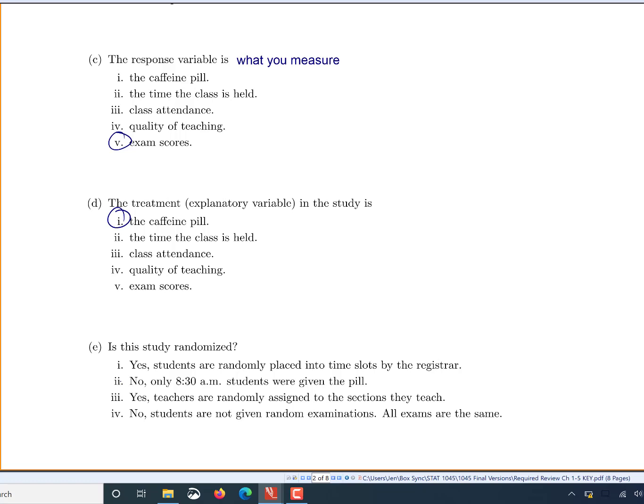Okay, is the study randomized? Well, I would say no, because only the 8:30 a.m. students were given the pill. Students aren't necessarily usually randomly placed into time slots. So I would say, again, no, because you only give it to one specific block of students instead of trying to randomly assign them.